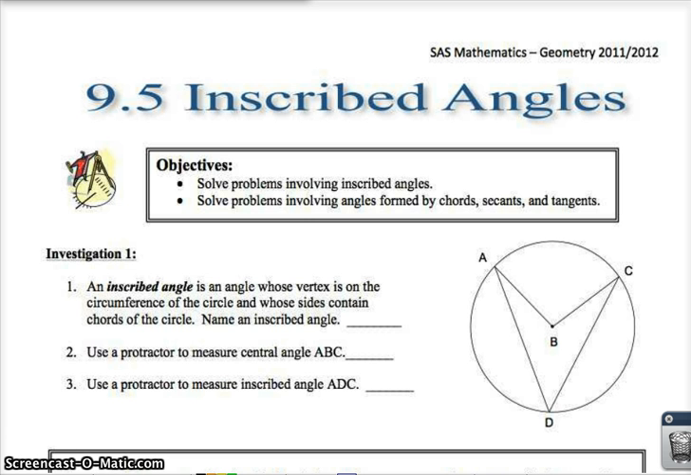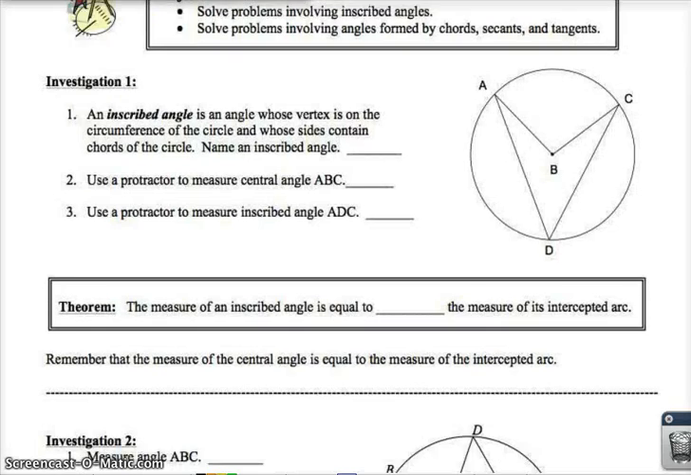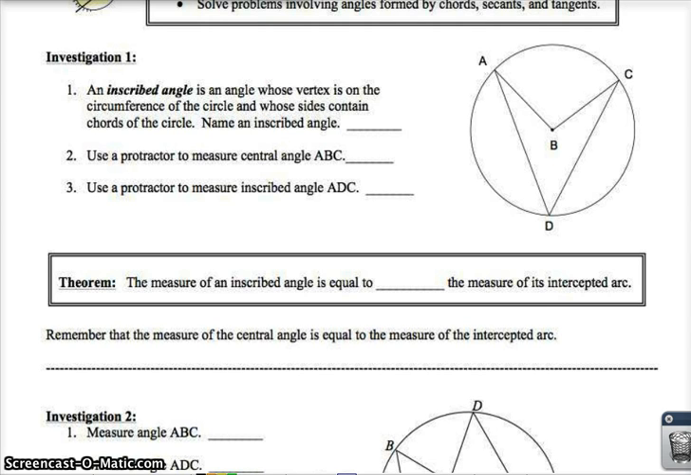So an inscribed angle, here's the definition. It's an angle whose vertex is on the circumference of the circle and whose sides contain chords of the circle. So right here you can see the vertex is on the circumference, and this side of the angle, CD, is a chord and AD is a chord. So this right here is an inscribed angle.